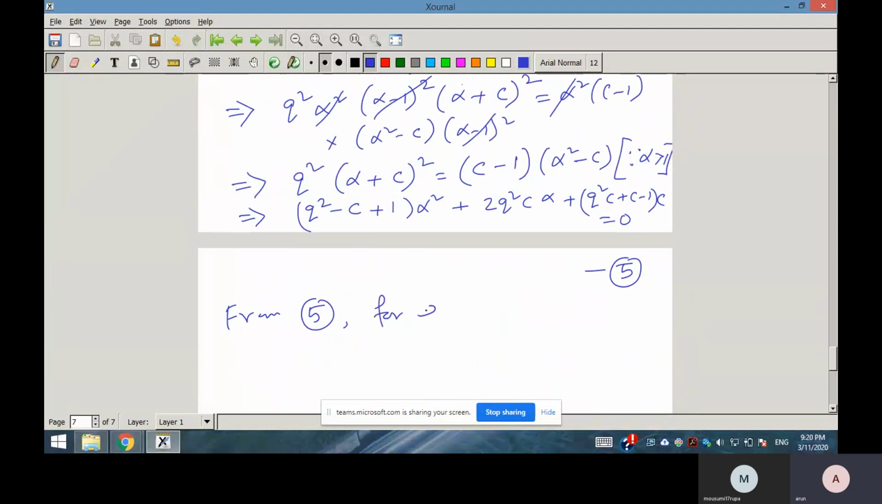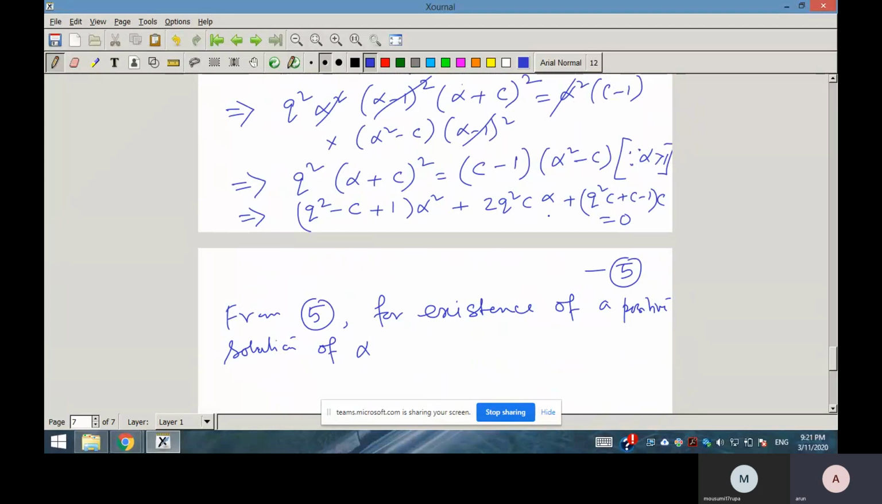For existence of a positive solution of alpha, what should be the condition? And your q square c is greater than 0. So a positive root will be there if, what is the root for a standard second order equation ax square plus bx plus c? Minus b plus minus root under b square minus 4ac divided by 2a.